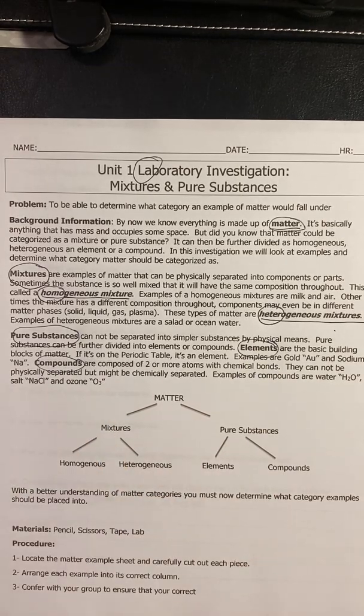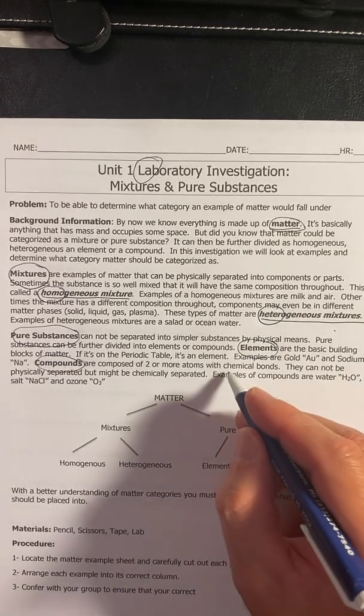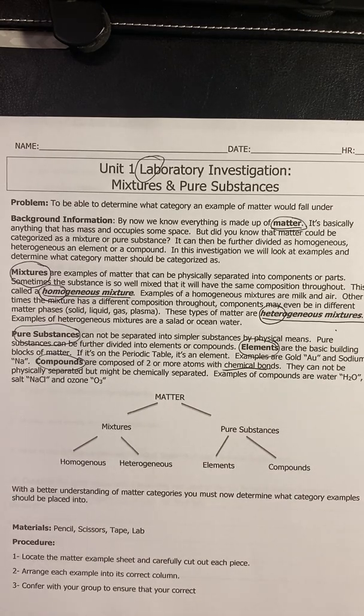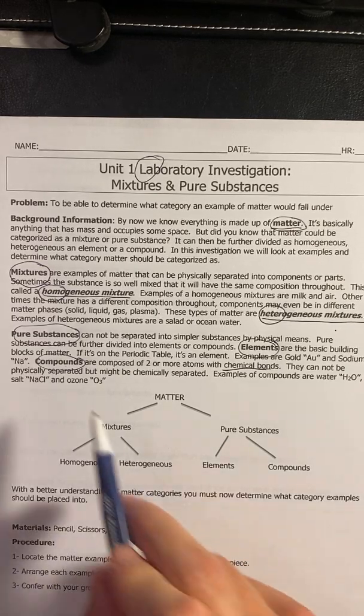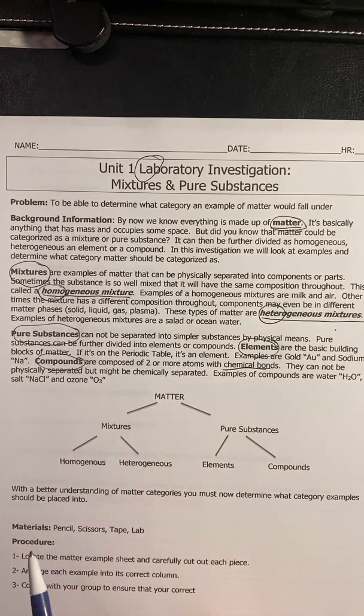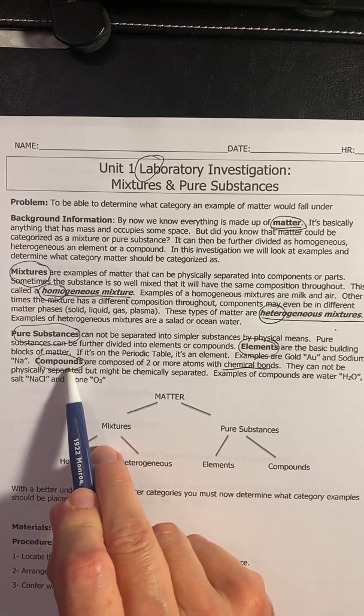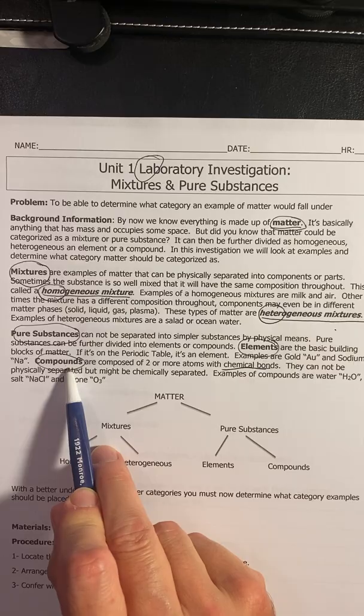Compounds are going to be two or more atoms with chemical bonds. So you might have to use some means of chemical separation to break those up. But if you've got elements or an elemental symbol or a chemical formula, there's a real good chance that for what we're working on in this first unit, it's going to be a compound. And the only way you could split that up would be by some sort of a chemical process.